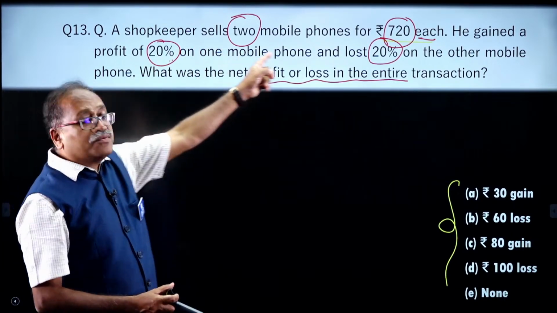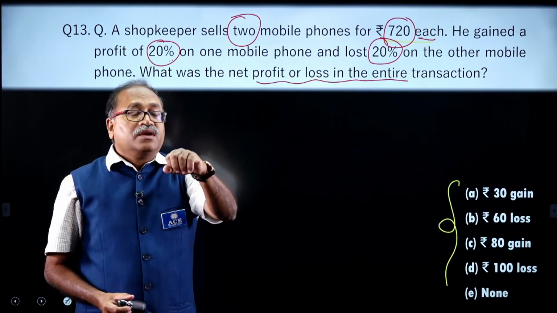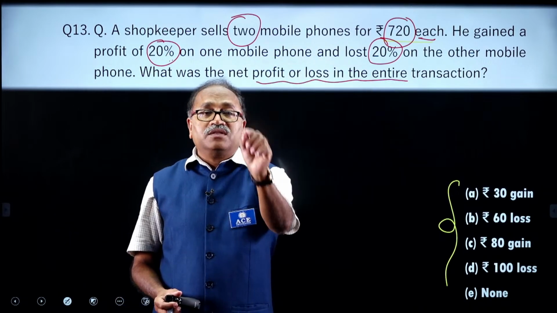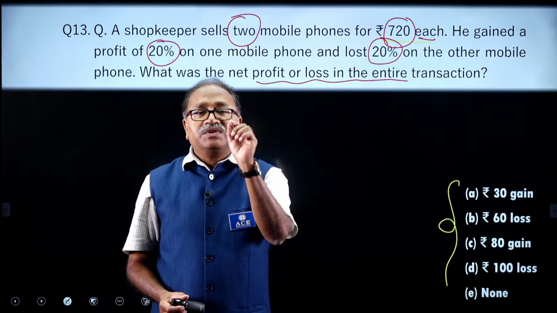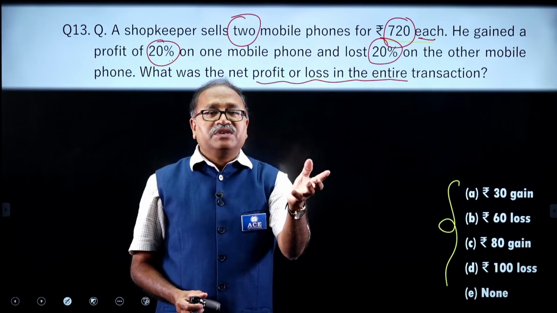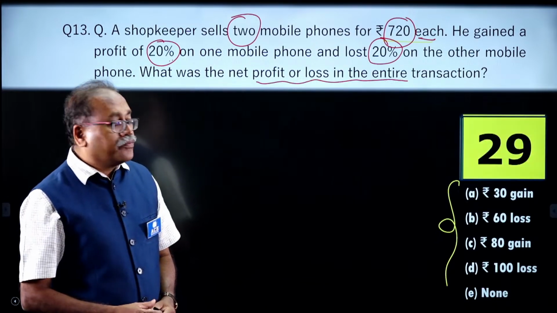So the selling price of the two mobile phones is the same. Condition 2: in one he is getting a 20% profit, in another he is getting a 20% loss. We always know there will be a loss. How much loss? x square by 100%. Come on, you answer the question. Your 30 seconds starts now.